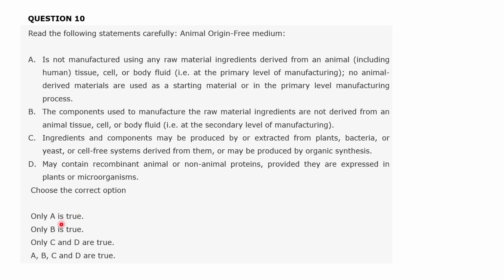Only A is true, only B is true, only C and D are true, or A, B, C, all of them are true. Which might be the option? Just read the options and then tell me the right answer.